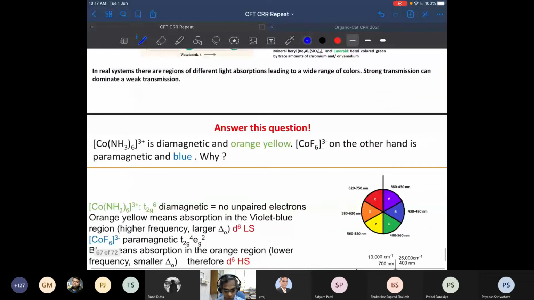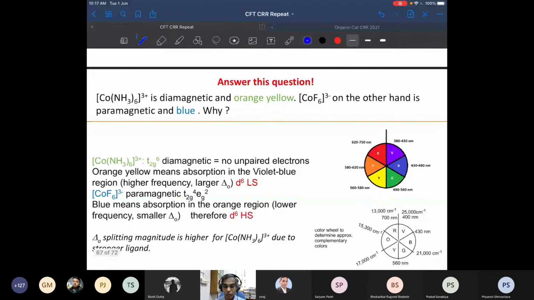Now I put the question, and I have given the answer also. This is an example: hexaamminecobalt(III) is diamagnetic and orange-yellow in color. On the other hand, hexafluorocobalt(III) is paramagnetic and blue. So now how will we explain this? It's very straightforward. What do we have? Cobalt 3 plus, but the ligand is different. One is a strong field ligand, ammine, and the other is a weak field ligand.